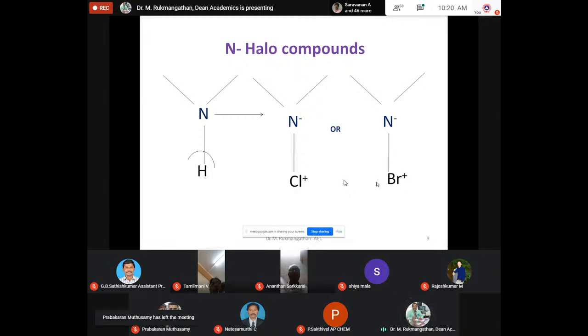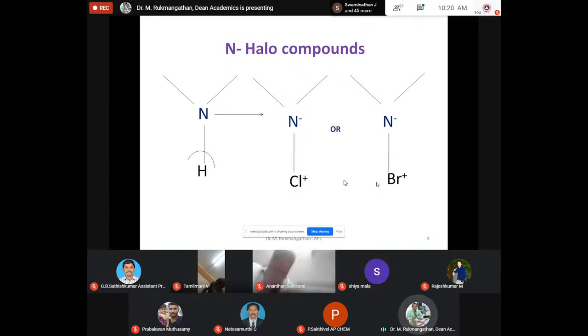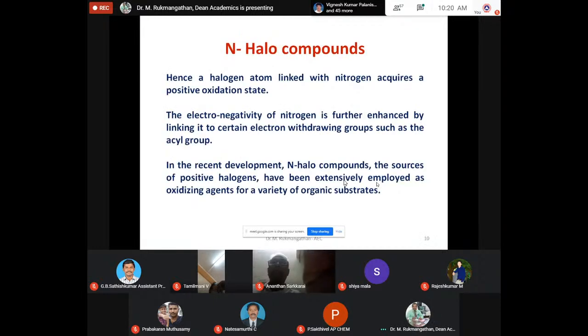Similarly, we can prepare N-iodo compounds, but N-iodo compounds are not preferable for kinetic study because they are the least water soluble in nature. Due to these solubility considerations, N-iodo compounds are not preferable. Nitrogen carries more electronegativity here, so the halogen atom, that is chlorine or bromine, attached to the nitrogen will acquire the positive charge. That means N-halonium ions.